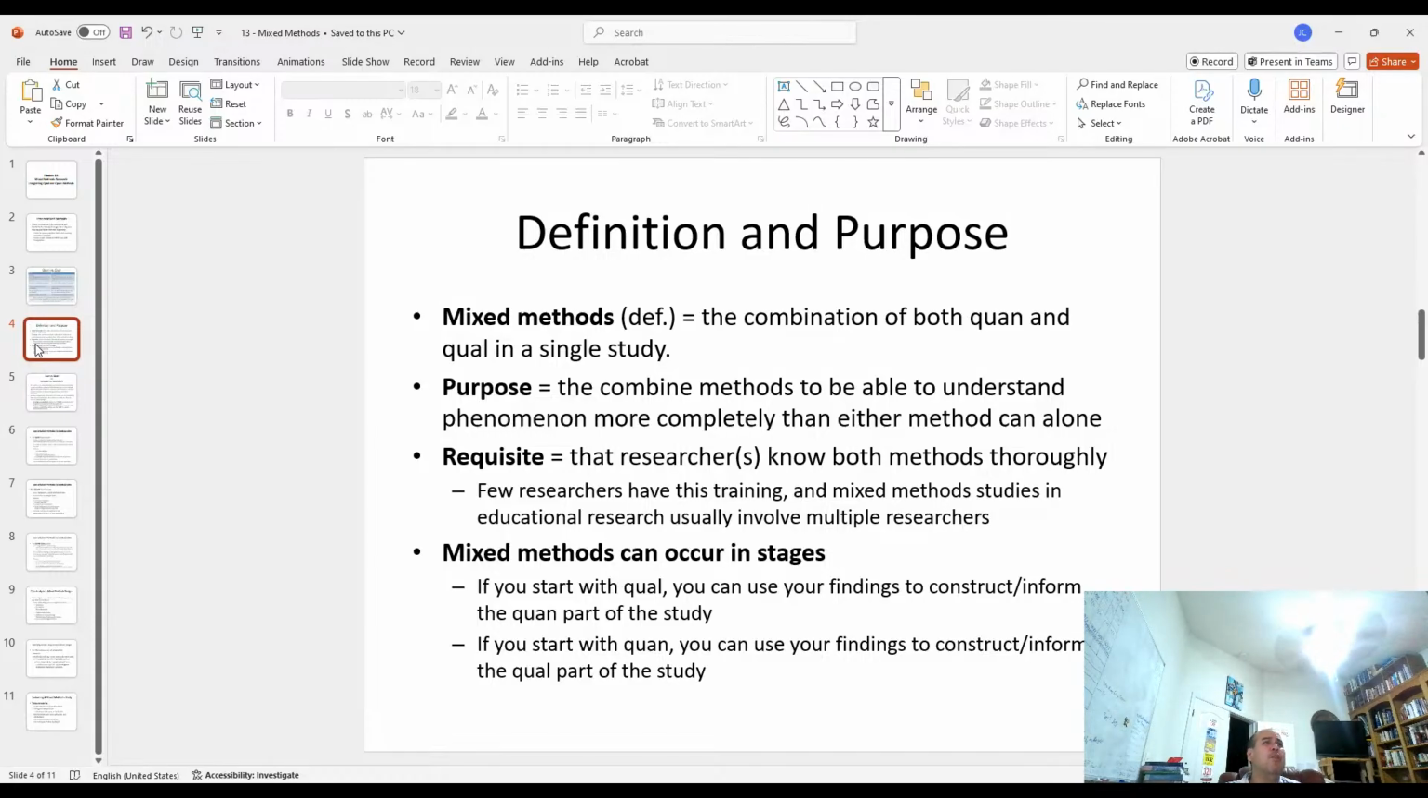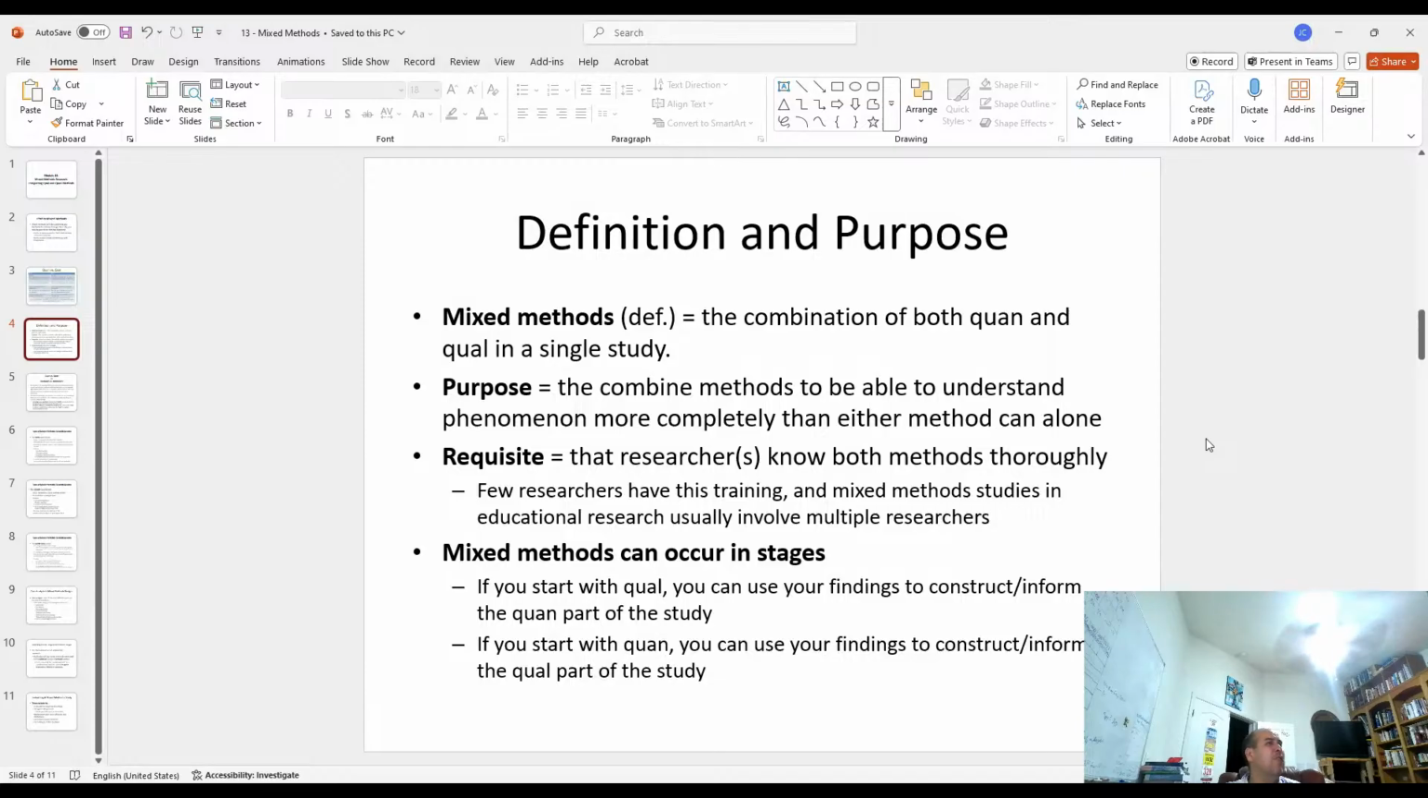The requisite is that researchers know both methods thoroughly. Few researchers have this type of training, but mixed method studies and educational research usually involve multiple researchers. Rarely are you working alone when you're using mixed methods, because a lot of times in graduate education, it takes so long to learn one method very well that rarely do you get training in both methods.